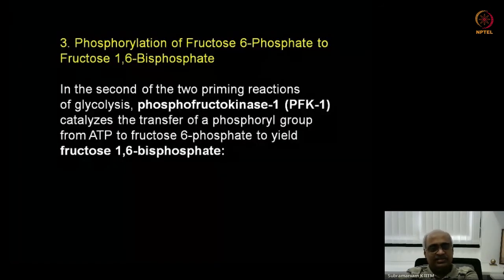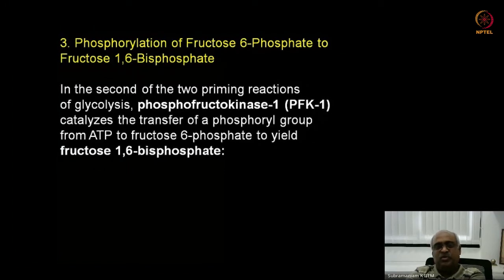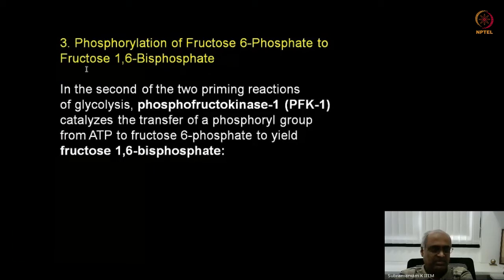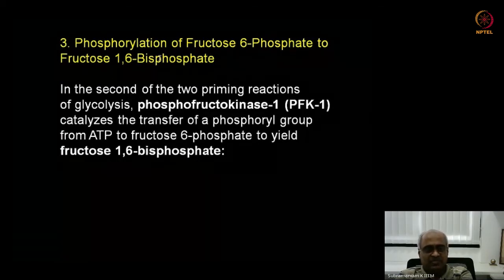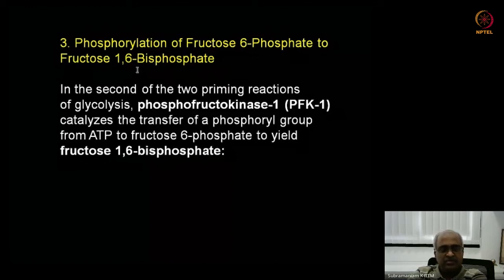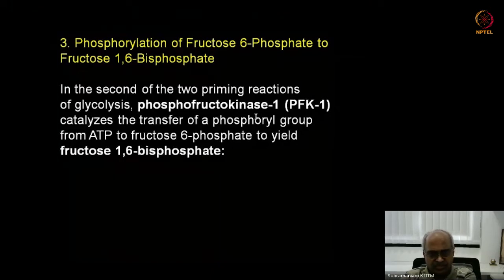So third one is another priming step. One more phosphate gets added, that is fructose 6-phosphate becomes fructose 1,6-bisphosphate, meaning the second phosphate is not added to the first phosphate, instead it is added to another hydroxyl group on a different carbon of fructose. And this is catalyzed by phosphofructokinase. Kinase means an enzyme that transfers phosphoryl group. Once again, the donor is ATP.